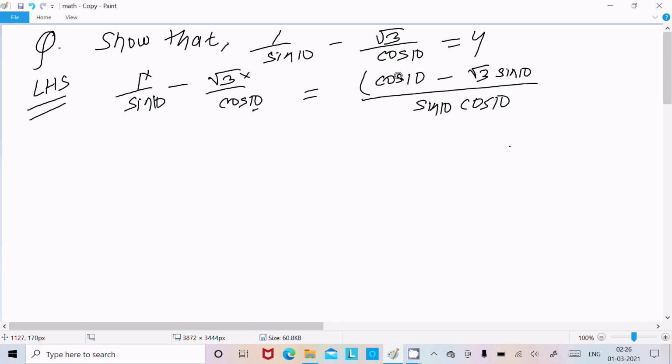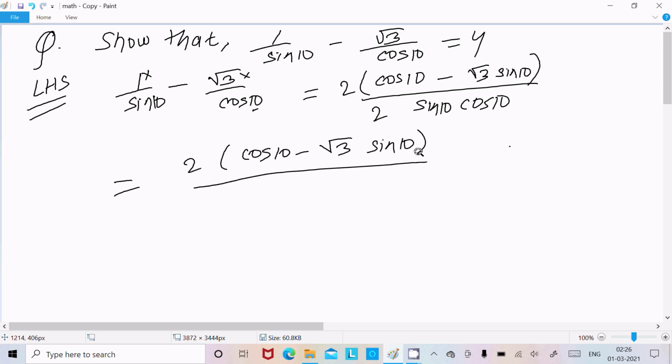Now there is one formula: 2 sin A into cos B, that is sin 2A. So here I'm going to multiply and divide by 2 in the numerator and denominator. So here 2 comes, and cos 10 minus root 3 sin 10. So 2 sin A into cos B, that is sin 2A, 2 into A.